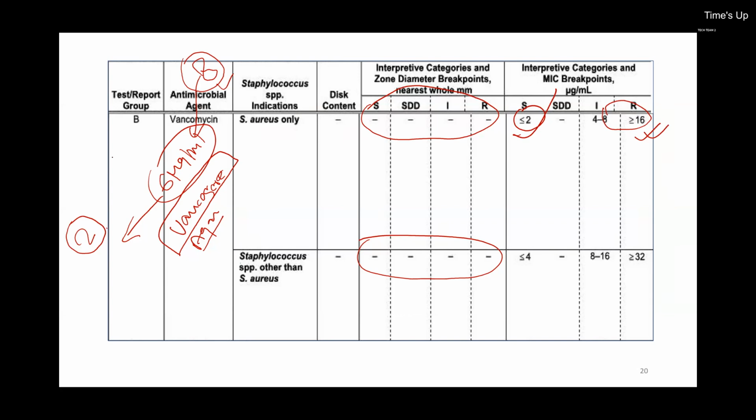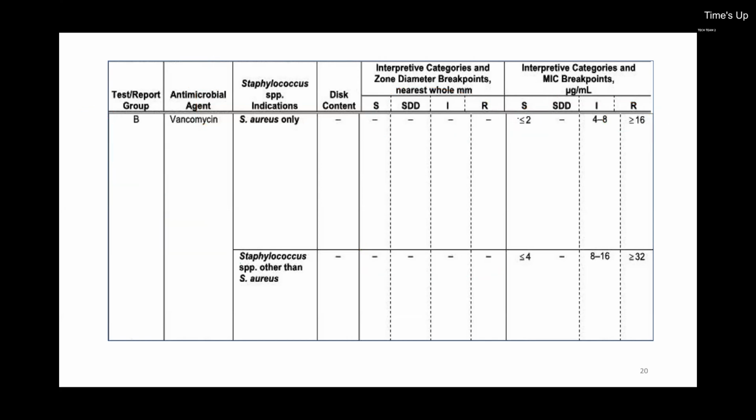But this group of 4, those who have a MIC of 4, they don't grow on this screen agar, and that group we can easily miss. We can think that it is a vancomycin susceptible Staph aureus, but it may be a case of intermediate susceptible Staph aureus. Because of these major limitations, vancomycin screen agar is usually discouraged, not used. We must go for the broth microdilution method.